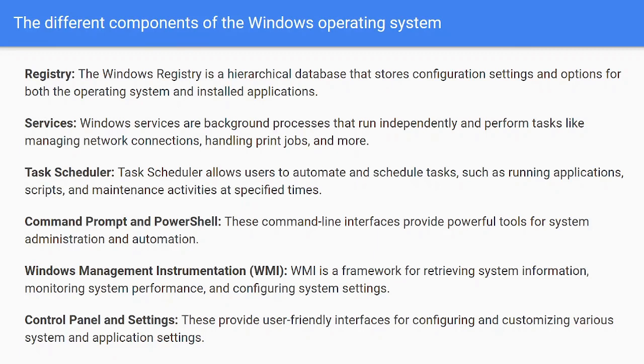Then we have Windows Management Instrumentation. We have Control Panel. You know about Control Panel, right? And Control Settings and Settings. Control Panel is where you do your configuration, Settings is where you do your configuration. When you want to set something, your brightness is not working. Why? Your speaker is not working. Why? All those things. So these are just basic components of the Windows operating system.